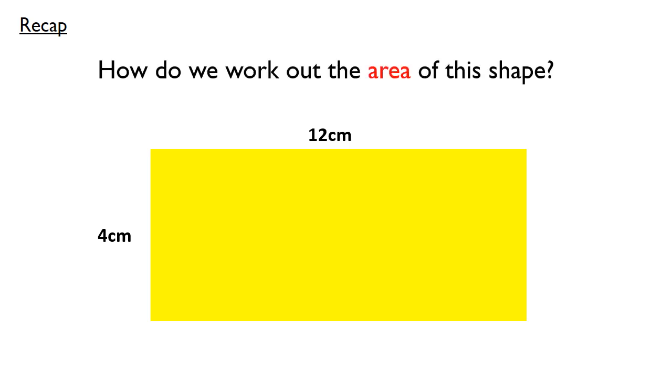So here is a rectangle. It has a length of 12 centimetres and a width of 4 centimetres. How do we work out the area of this shape, this rectangle? I wonder if you can remember back to Mrs. Moore's lesson on Thursday, where you learnt a formula about working out area.